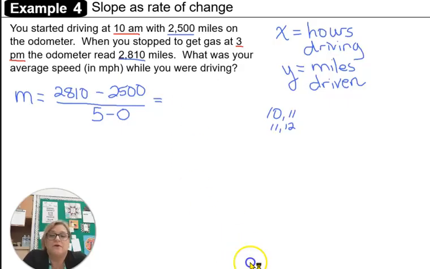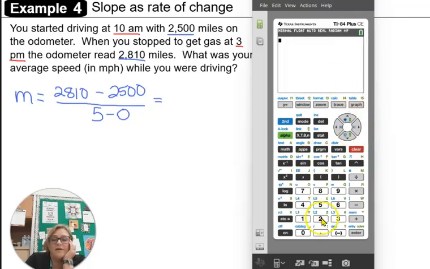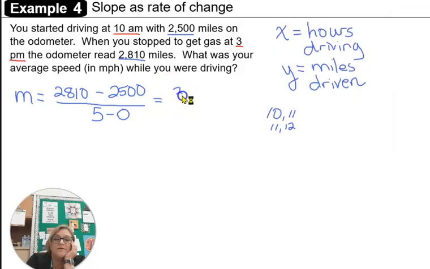So now we can use our calculator to determine the difference in the y's over the difference in the x's. So in the graphing calculator, I'm going to do my numerator first, 2,810 minus 2,500, and that's a difference of 310 miles. Then I divide that by the difference in the hours. 5 minus 0 is 5.